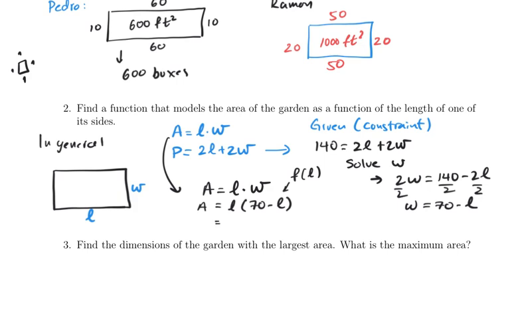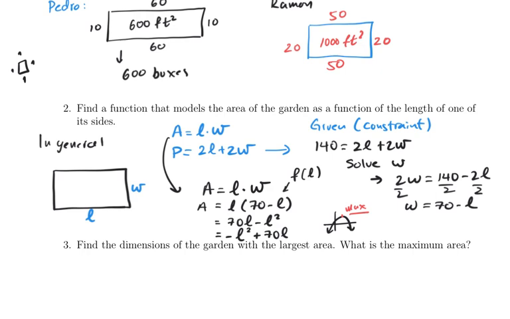If you distribute, this is 70L minus L squared. And to make it easier, I'm going to write it like this: minus L squared plus 70L. This is a quadratic equation, and based on what we did before, since the value for A is negative, that means that the parabola is going down, which means it has a maximum value, and the maximum is going to be the vertex. So you have to find the vertex, which is what we have done a few times already.